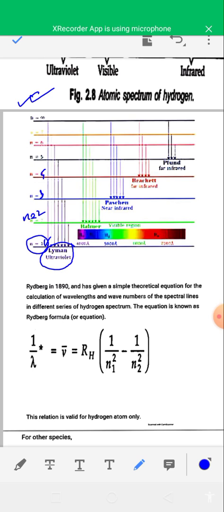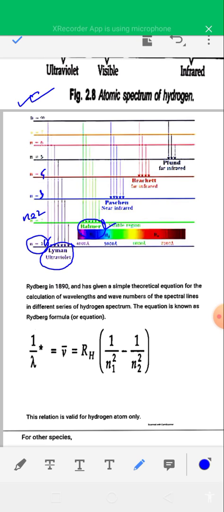Okay, so in the Lyman series, electronic transition occurs from a higher energy shell or higher energy orbit to the first orbit of hydrogen. In some hydrogen atoms, it is found that electronic transition occurs from a higher energy level to the second energy level, and you will get the Balmer series. If electronic transition occurs to the second energy level from a higher energy level, that is from the third or fourth or fifth or sixth energy level, you will get the Balmer series.